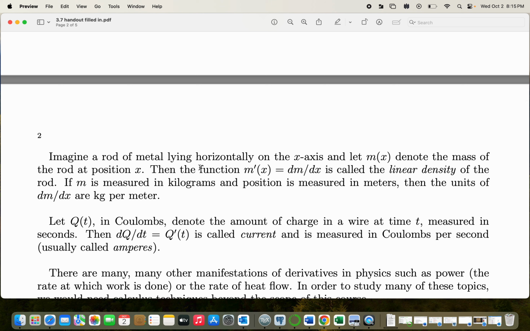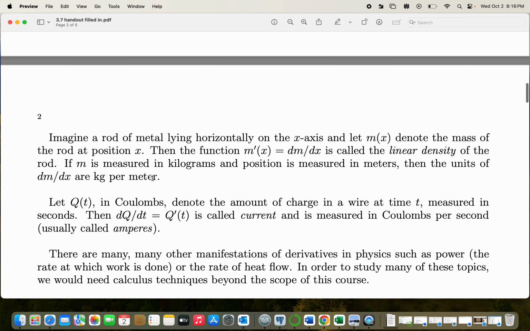If you have a metal rod lying on the x-axis, you can let m of x denote the mass at position x. So imagine a rod that starts at the origin and stretches over to x equals 4 or something. Then m of 1 would be the mass at position 1, m of 2 the mass at position 2, and so on. So mass is a function of position on the metal rod, and then dm dx, the rate of change of mass with respect to position, has an official name, linear density, and the units are kilograms per meter in physics.